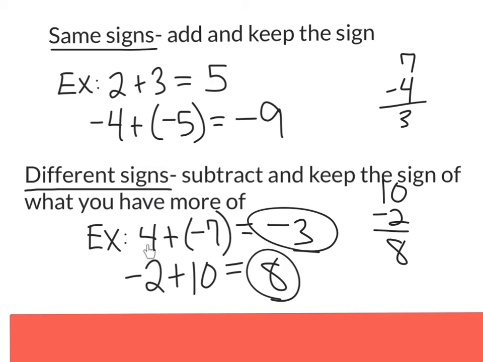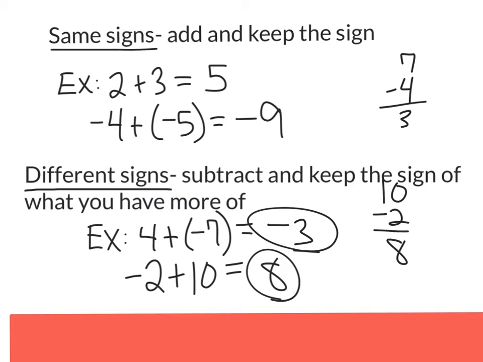4 plus -7, you could think of if you had $4 and you spent $7. Well, you spent more than you have, means you're going to owe some money. You would have to have borrowed $3, so -3. And -2 plus 10 could be like if you owed $2 and then you got $10, you can go ahead and pay back the $2 that you owe, and then you'll still have $8 left over.